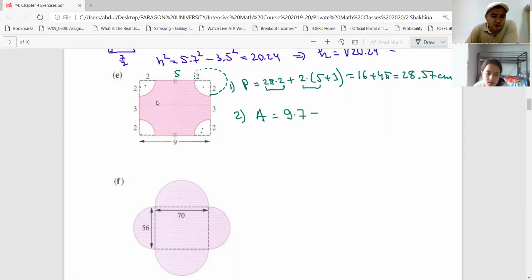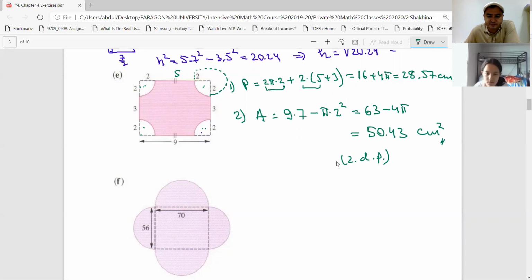Minus now the area of one circle, because this quadrant plus quadrant plus quadrant plus quadrant, that's equal to one circle. So that is pi times r squared. This is how we find the area of a circle. What is the radius of this small circle? That is 2. 2 squared, which is equal to 9 times 7, 63, minus 2 squared, 4 pi. That's the exact area. Now I can evaluate this. 63 minus 4 times pi, which is equal to 50.43 square centimeters. All are correct to 2 decimal places.